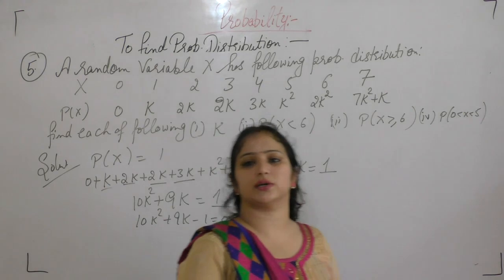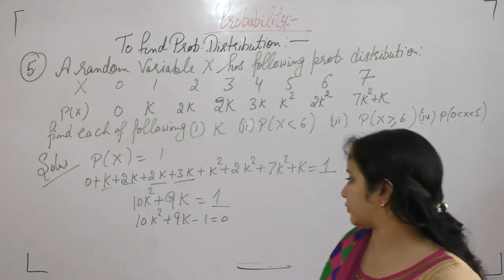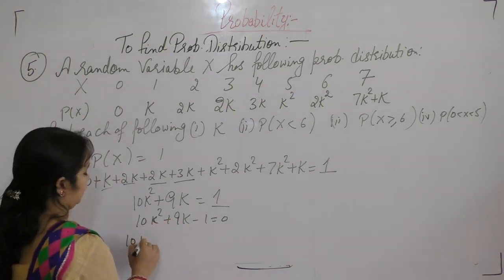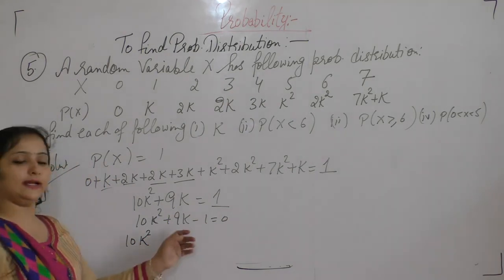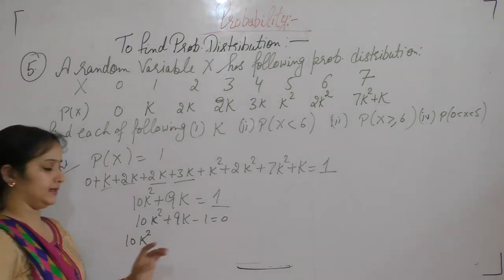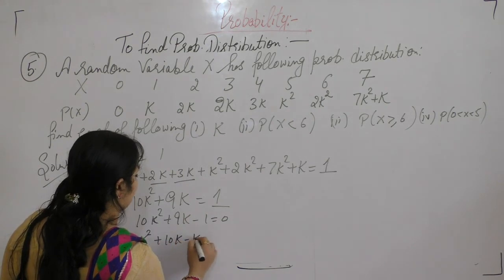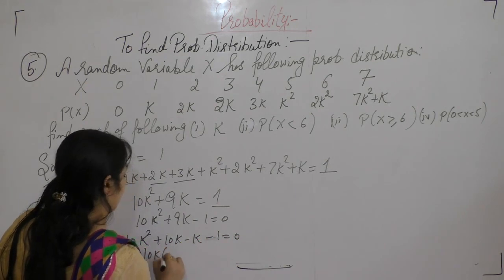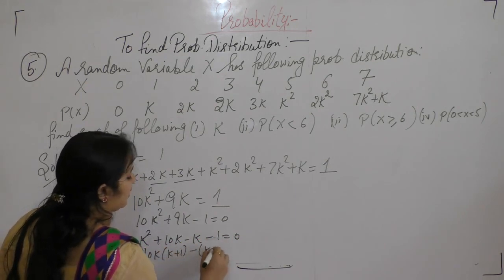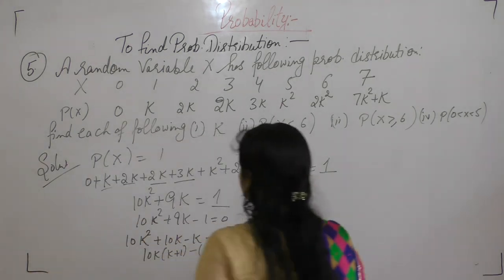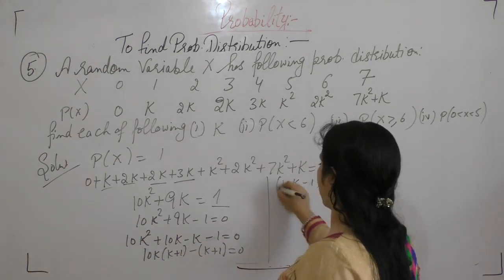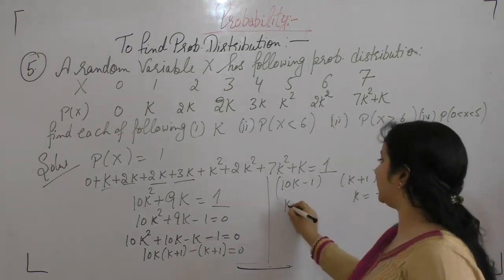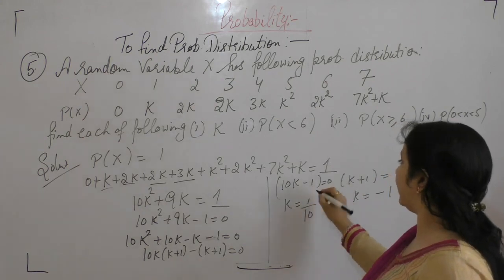is the quadratic equation. We will factorize it using the factorization method. By multiplying we want 10, and by adding and subtracting we want 9. So plus 10k minus k minus 1 equals 0. Take 10k common, and take the negative sign common from the rest: k plus 1. So the factors are 10k minus 1 and k plus 1. So k is equal to minus 1 and k is equal to 1 by 10.